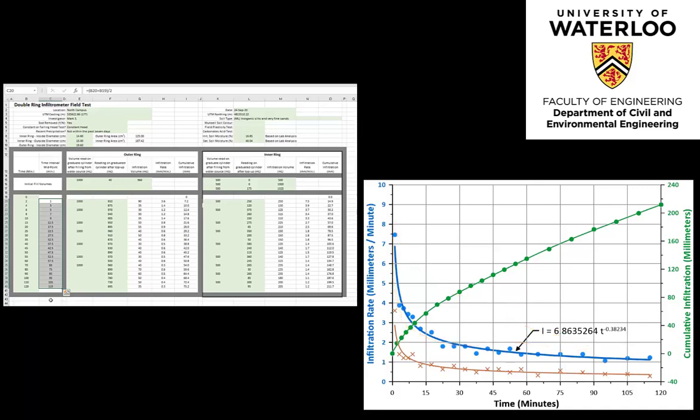This concludes the demonstration of the double ring infiltration test. Thanks for coming to the field with us.